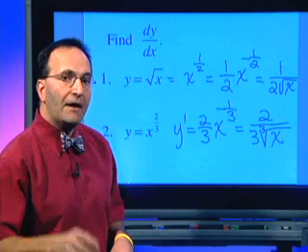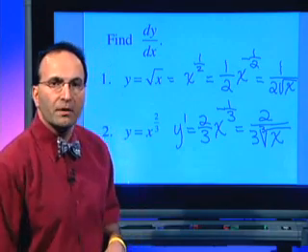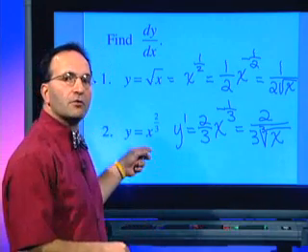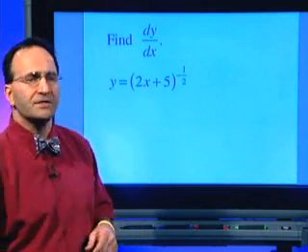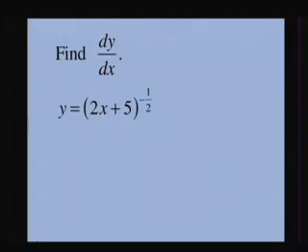Well, now it's time for you to try a problem which involves using that rule for rational powers. I would like you to find dy/dx for y equals (2x plus 5) raised to the negative 1/2 power. Pause the video while you work on this problem, and when you're finished, restart the video to check your solution.